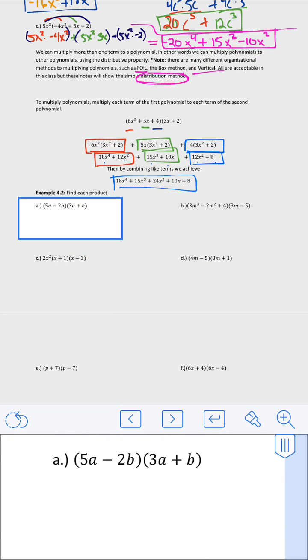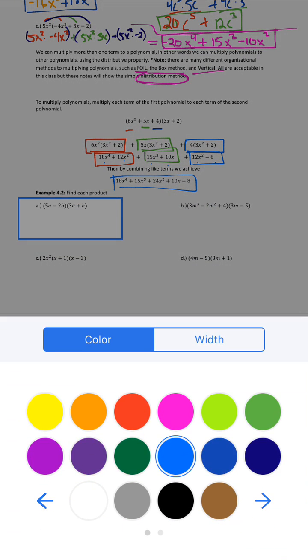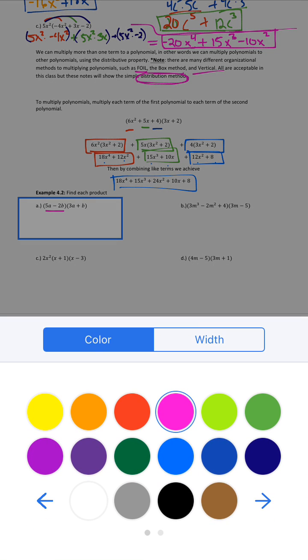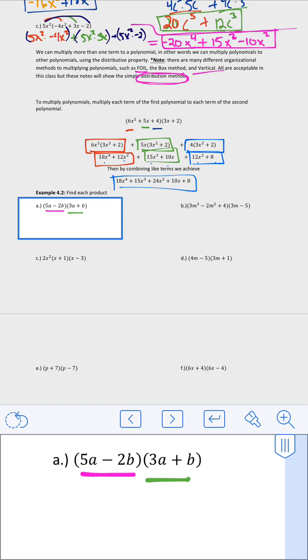So let's try that out here with this binomial times this binomial. I have the binomial 5a minus 2b times the binomial 3a plus b, right? Yeah, I've got multiple variables. I could care less, right? Because I'm not dealing with this variable by variable. I'm dealing with it term by term, right?